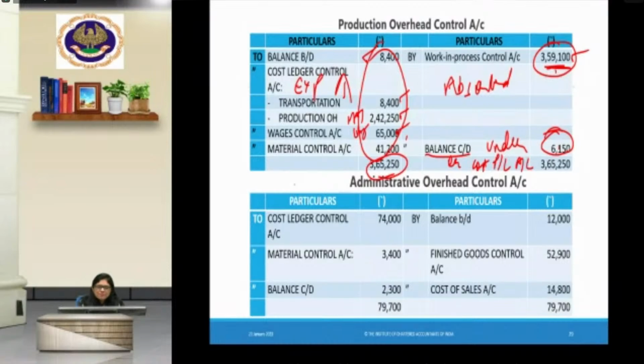Admin overhead. So these are basically incurred and these are absorbed. Clear? To finished goods and to cost of sales. So admin overheads are absorbed to finished goods, but in this question, they have absorbed to cost of sales also. So this is over absorption. That means absorbed are greater than incurred. Incurred are less and absorbed are greater. Right side is absorption. So absorbed is greater than incurred, so it's over absorbed. So credit balance means over absorbed. If credit side is greater, that means expenses are over absorbed. Clear? So this credit balance is over absorbed.